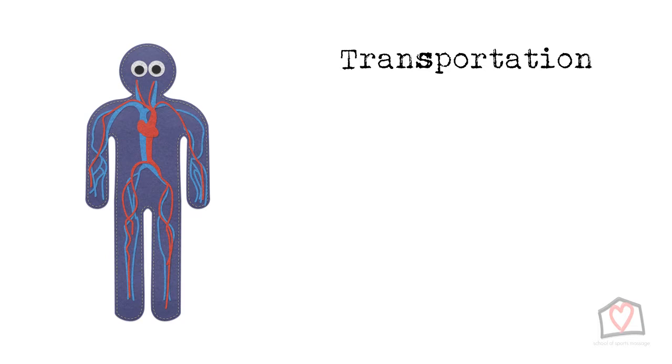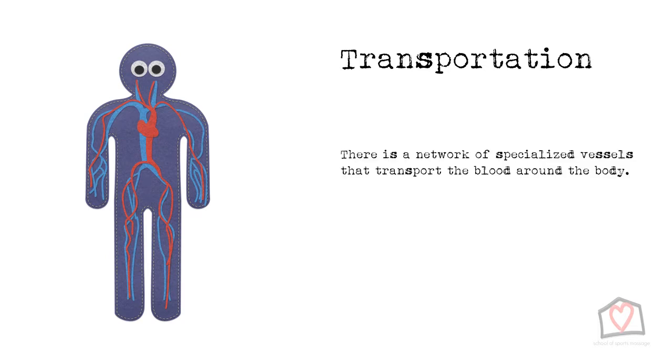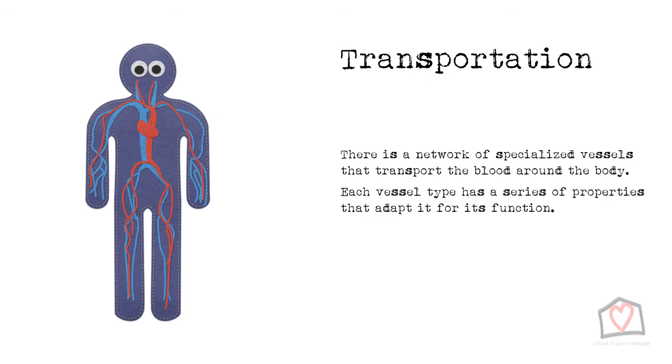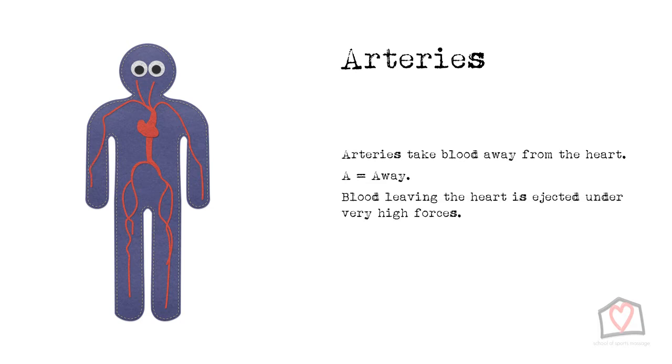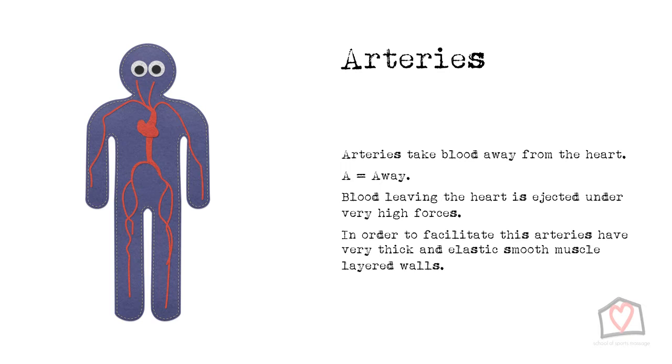In order to transport the blood around the body, there is a network of specialised vessels. Each vessel type has a series of properties that adapt it for its function. The first of these are arteries. Arteries take blood away from the heart. A equals away. It doesn't matter whether they are taking blood to the lungs or the body, they always take blood away. Blood leaving the heart is ejected under very high forces, meaning that arteries carry blood under high pressure. In order to facilitate this, they have very thick and elastic, smooth, muscle-layered walls. This prevents them from damage and facilitates the high pressure as the vessels are able to expand and rebound.